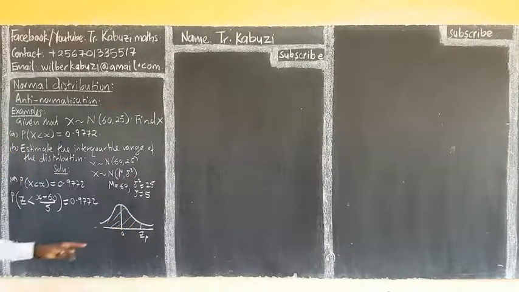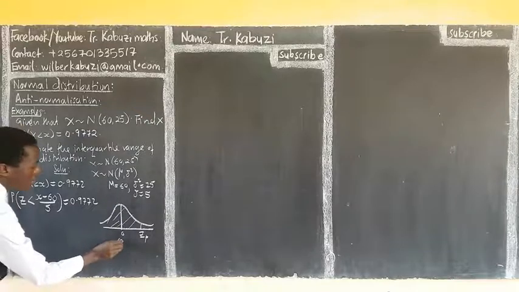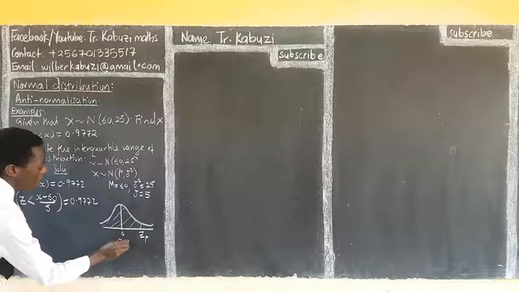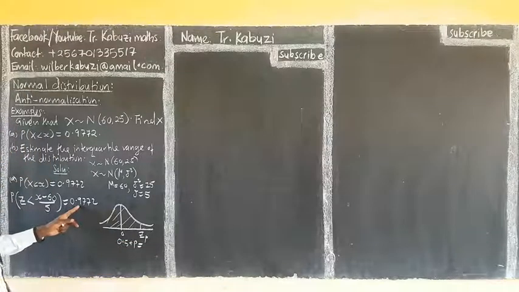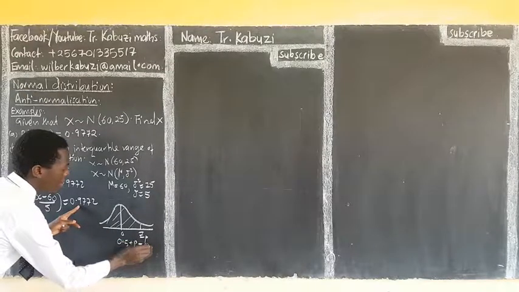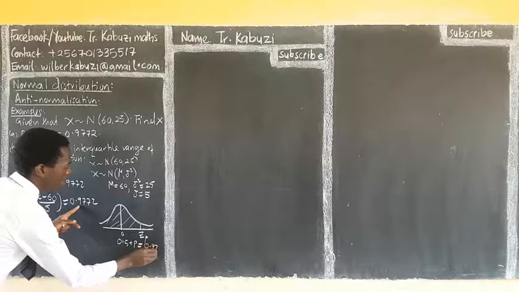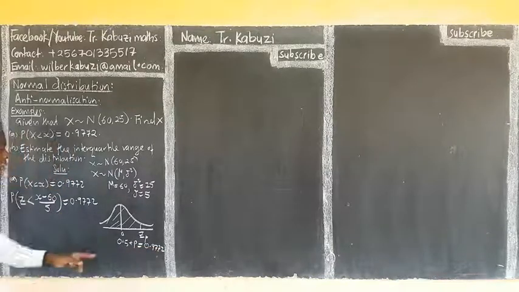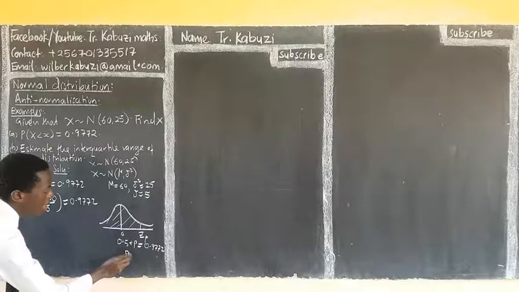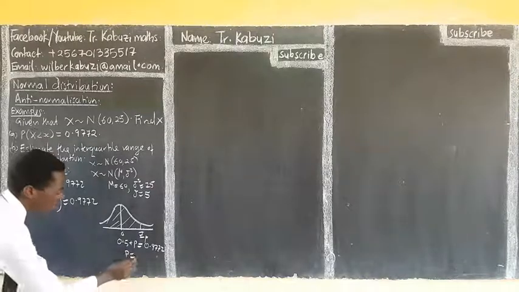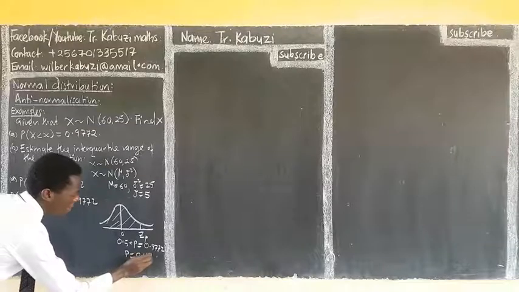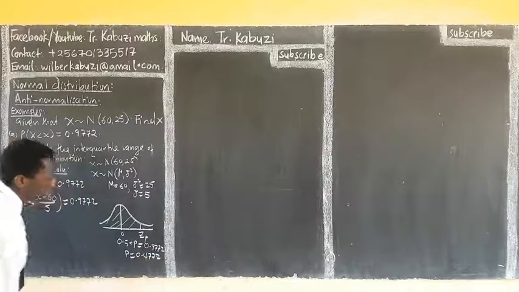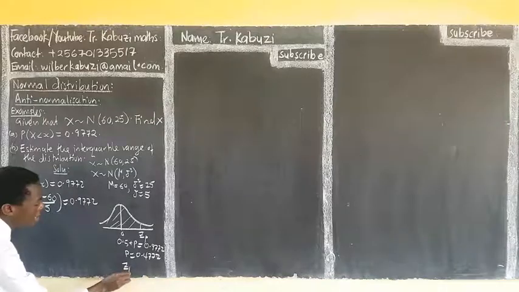But remember, the whole of this will be 0.5 plus P. And now here they are giving us the value, which is 0.9772. So if you have that, now we're looking for P. So our P will be equal to, and take this side, 0.4772.